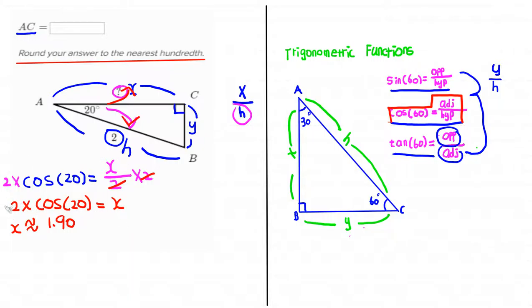And for the second step, we moved every expression on the right side to the left side in order to isolate x on the right side and find the x value, and we calculated this expression 2 times cosine of 20, which gives us approximately 1.90. So the answer is x is approximately 1.90. And we are done.